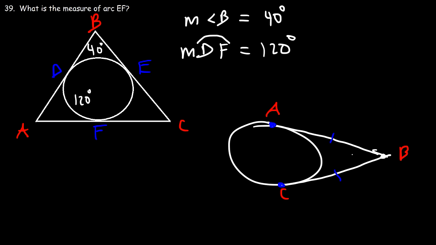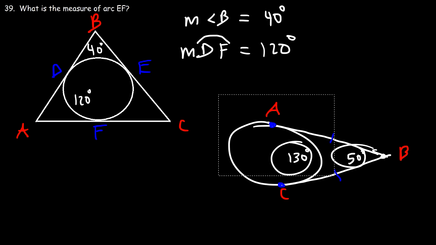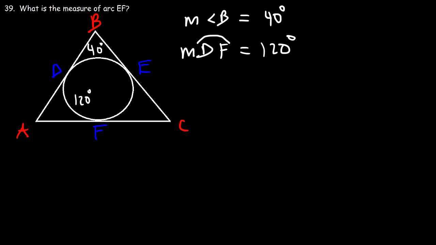angle B, let's say it's 50, and arc AC, which is going to be 130, these 2 are supplementary. So knowing that, if angle B is 40, arc DE has to be 180 minus 40, which is 140. Now, if arc DF is 120, angle A has to be 180 minus 120, which is 60.